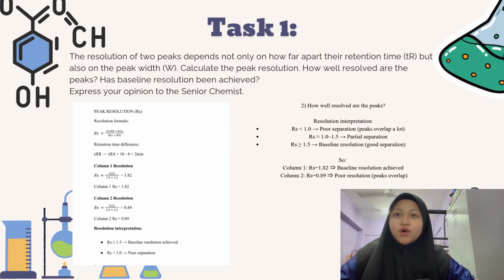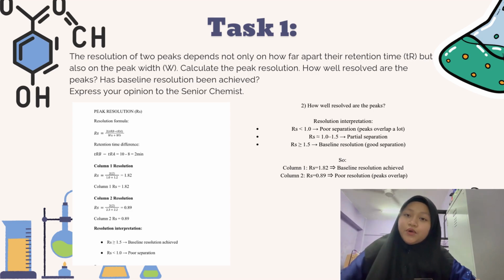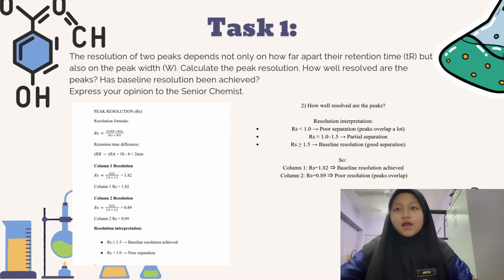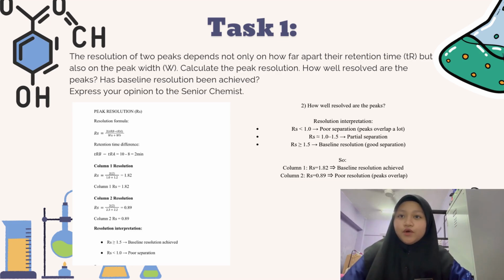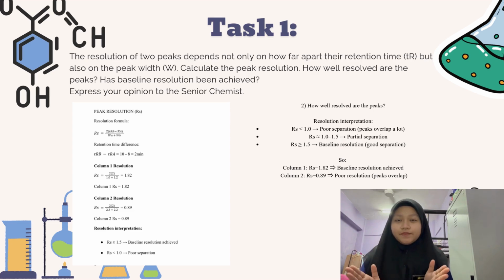RS equals 1.82 for column 1. Meanwhile, column 2 is 0.89. So the interpretation of this resolution: RS more than 1.5 is baseline resolution accepted. Meanwhile, RS less than 1 is poor separation. So column 1 has a baseline separation, which is RS equal to 1.82. Meanwhile, column 2 shows poor separation because RS equals 0.89, which is less than 1.